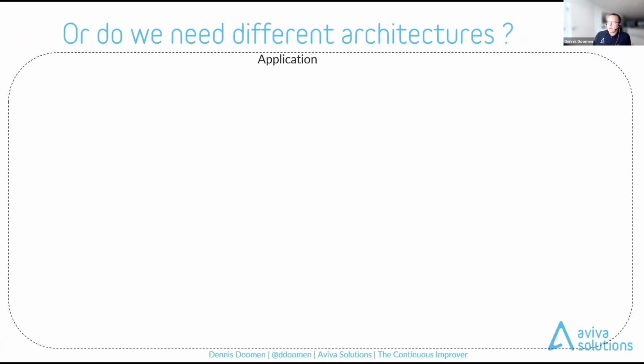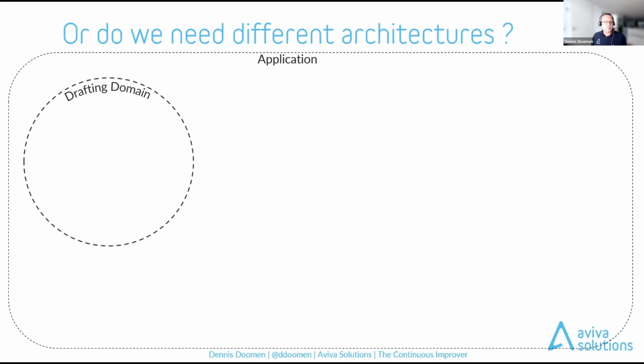No, because every domain has different requirements. That's why we have bounded contexts in domain-driven design, and every bounded context has different requirements. So maybe we have a domain where you draft your mortgage application. Do you care about an audit trail for drafting? Probably not. You know, you're just collecting information as much as possible, and that's it.